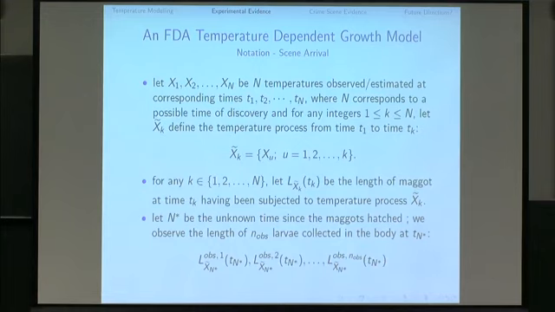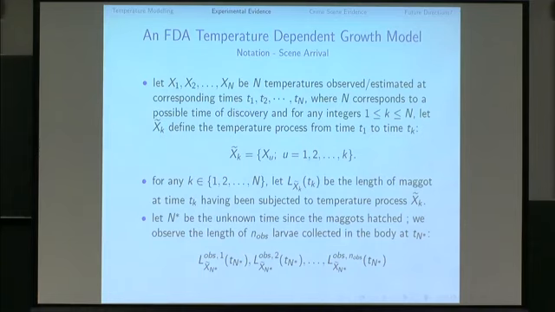So the hourly temperatures that the fly has been exposed to up to that point, and then we let L of X tilde k at T_k be the length of the maggot that we observe at time T_k, having been subjected to the previous temperature process from the beginning of time. Well, of course, we don't know what the beginning of time is, and then let n star be that unknown time. So when we take our data, we observe it at time n star, which we don't know. It's been subjected to some unknown process of temperature, which we don't know.